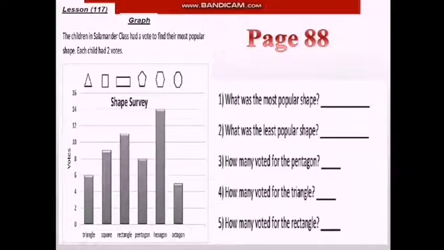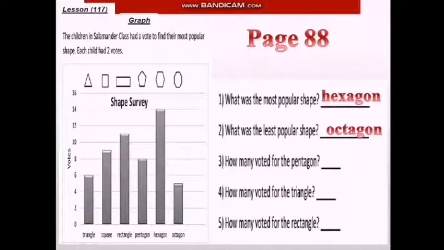What was the most popular shape? The most popular shape here is hexagon because it's the greatest bar graph. What was the least popular shape? The least popular shape here is octagon because it's the smaller one.